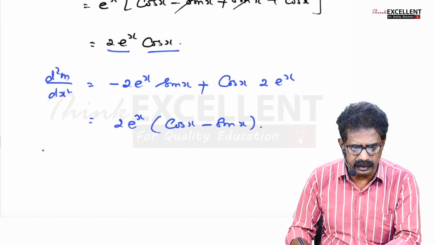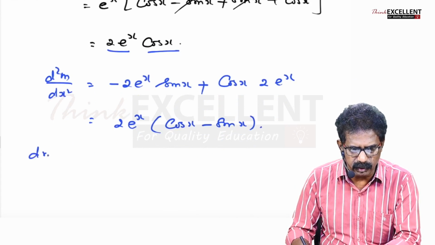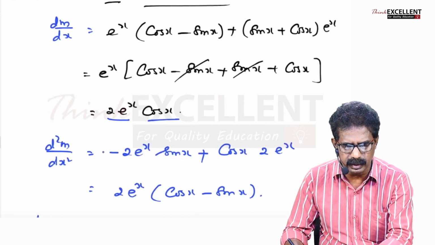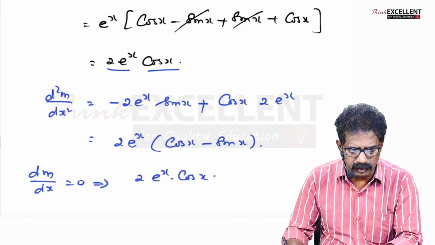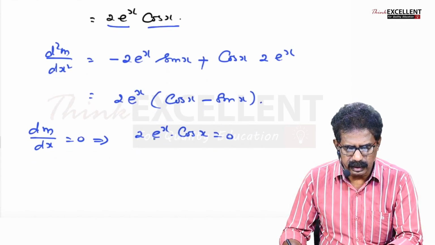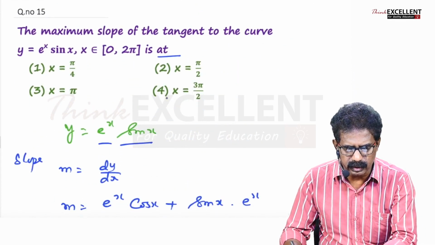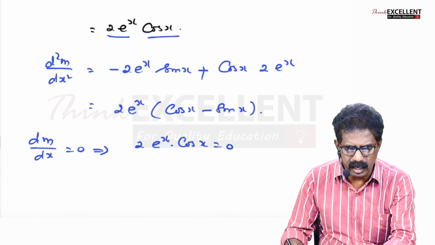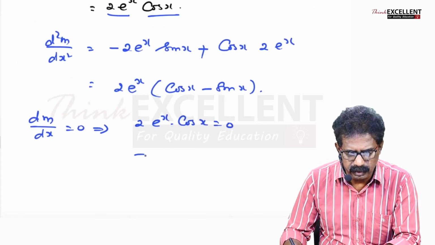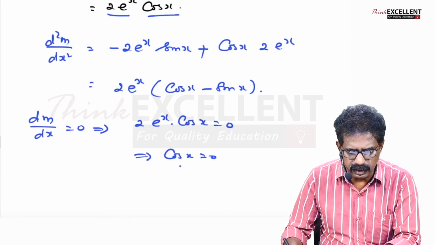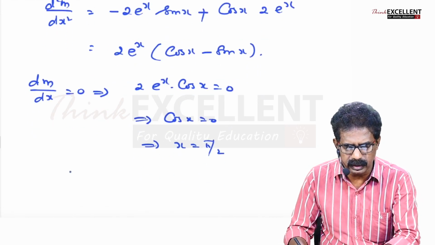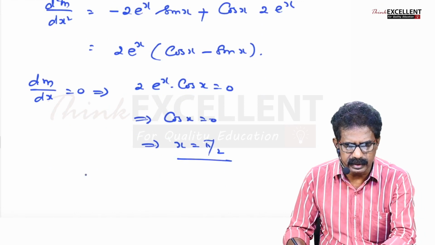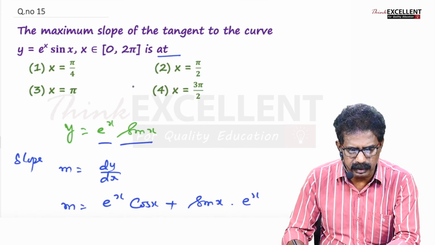Okay, now please listen. The first derivative 0, dm by dx equal to 0. First derivative 0 means 2 e raised to x into cos x equal to 0. E raised to x 0 means x is minus infinity, that is one end point. Then cos x 0, cos x equal to 0, that is x equal to pi by 2, right? Substitute in the second derivative when x equal to pi by 2. So option pi by 2 is there.